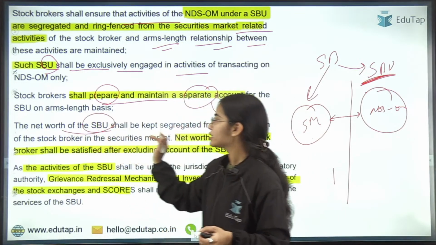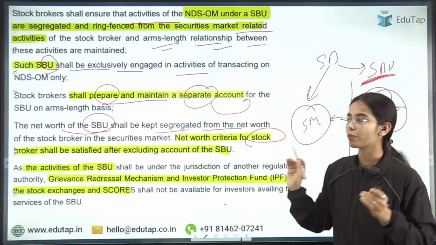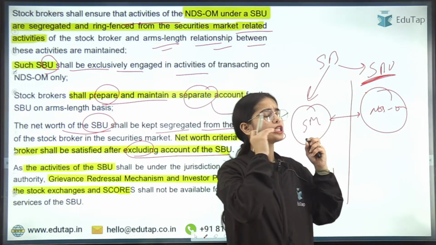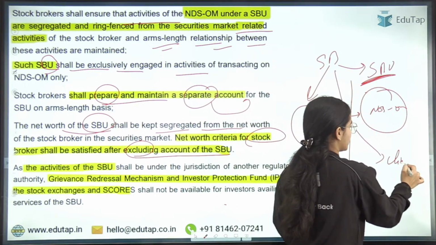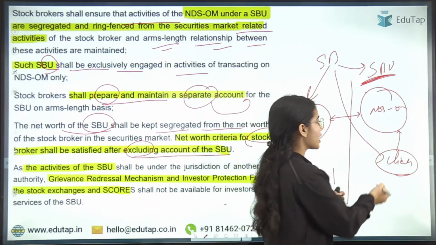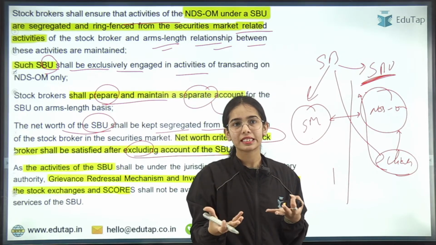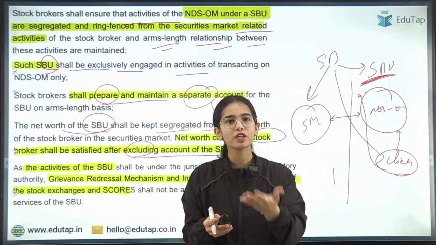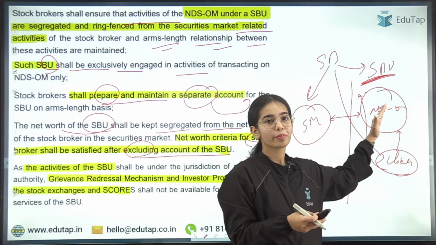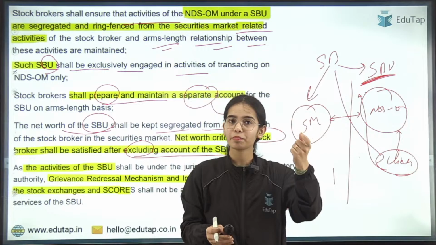Okay, so the net worth of the separate business unit shall be kept segregated from the total net worth of the stockbroker. Net worth criteria for the stockbroker shall be satisfied after excluding the account of the separate business unit. Let's say there are a number of clients of the stockbroker that are trading through the NDS-OM platform. These clients provide some margin, some money to the stockbroker for this facility, because of course if an entity is providing you a facility, they will not provide it for free, so they will take some cut. So clients will give some percentage.